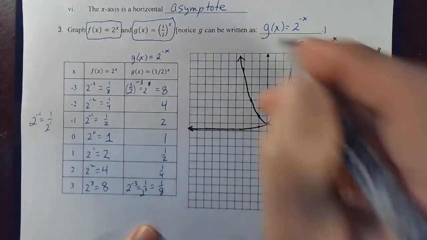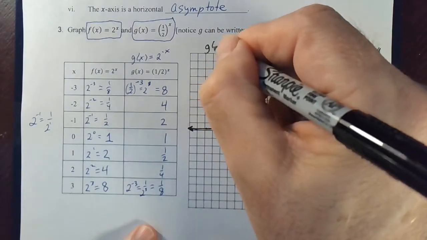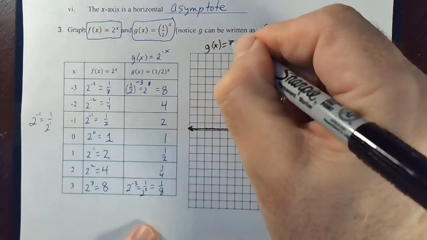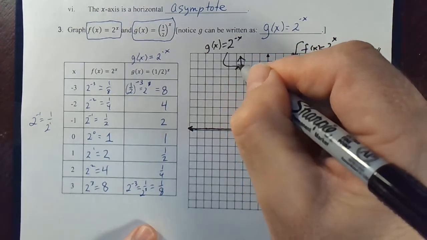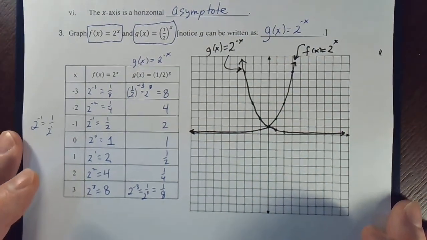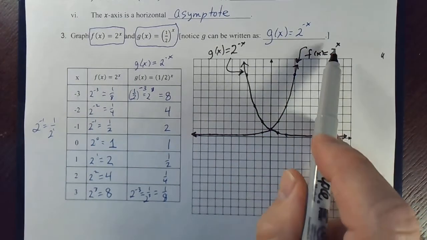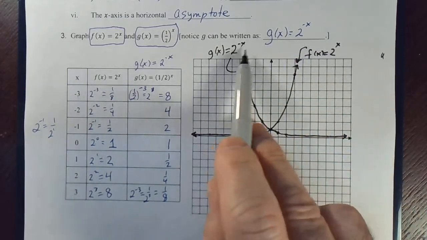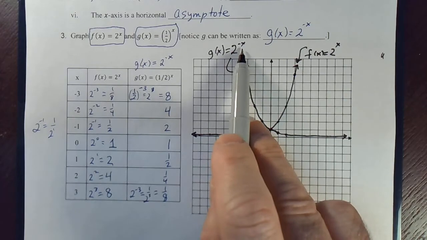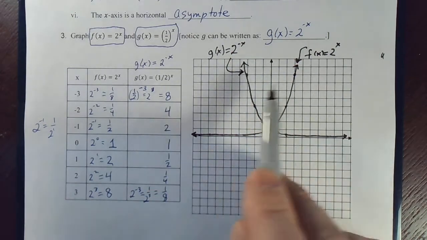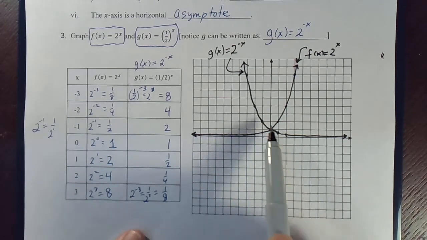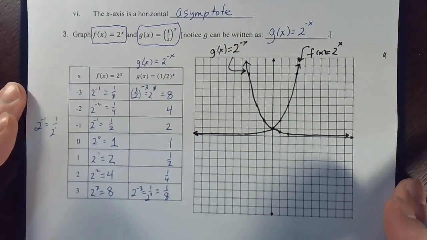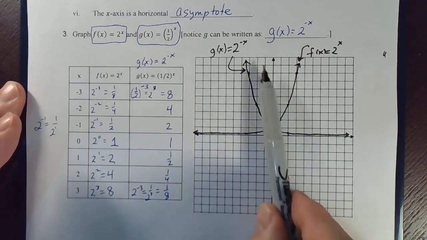And this is, let me write this as g of x equals, and here maybe I'm going to put 2 to the -x. If you remember in our transformations of functions, if you replace x with -x, that just flips it around the y-axis. So we get two graphs that look just like this, mirror images of each other about the y-axis.